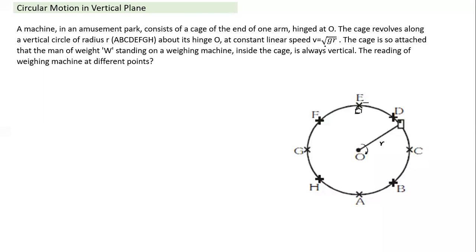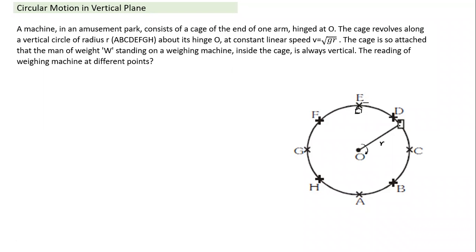And it has constant linear speed equal to root GR. That's the speed it has. And it is a vertical circular motion, but unlike previous cases, gravity is not coming into the picture. In previous cases, what used to happen? Velocity used to change, and centripetal acceleration also used to change. Here, velocity is constant. So that's an important point we need to keep in mind. This point becomes important in the next question also.